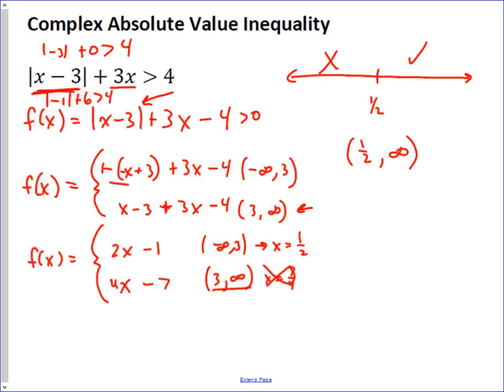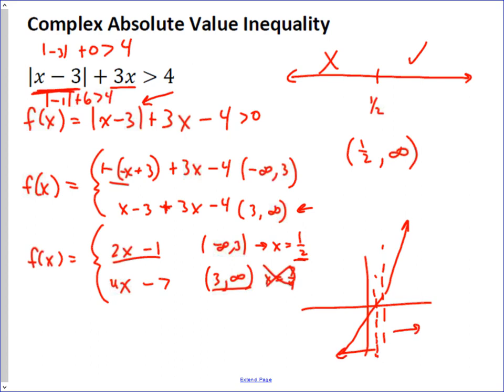And if you were to actually graph this, what you would find out is that your problem looks something like this, where you go with a slope of 2 up until x is 1/2, and then it actually gets steeper, and so you can see that when x is 1/2, it's 0, so everything to the left is negative, everything to the right is positive. We were looking for when it's greater than 0, and so we needed the positive part, and that's why the answer is 1/2 to infinity.